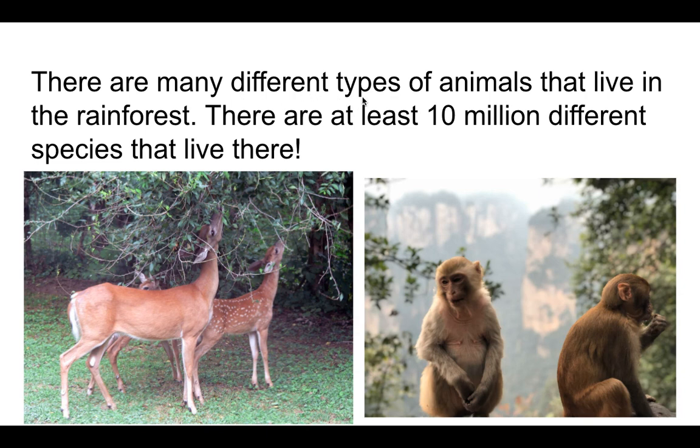There are many different types of animals that live in the rainforest. There are at least 10 million different species that live there. So that means there's 10 million different kinds of animals and plants and bugs and all these different things that live there. And having 10 million different species is a lot. You can find more life in the rainforest, more different kinds of life, than you can anywhere in the world.